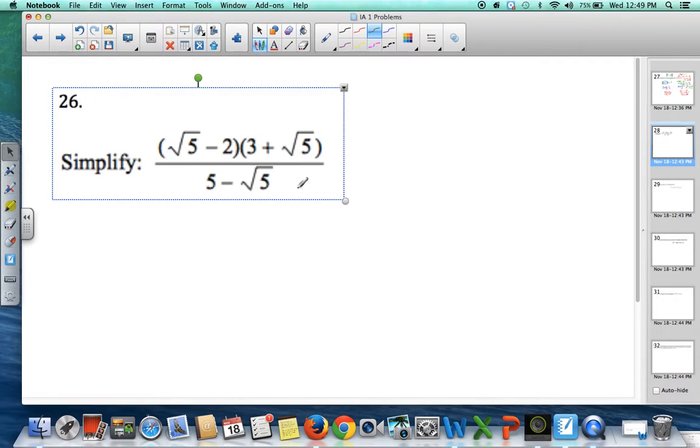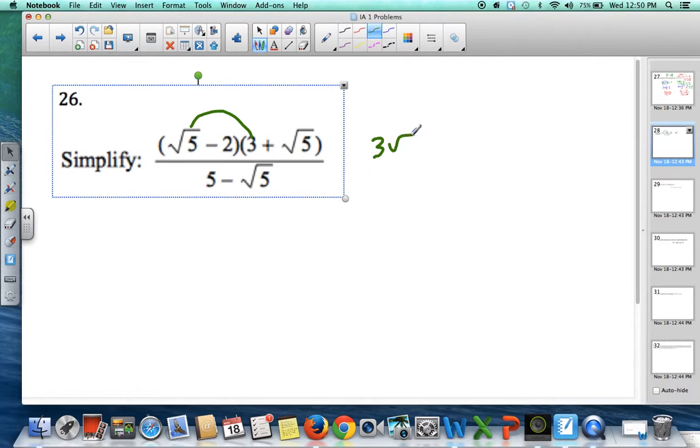Okay, the next problem involves a lot of interesting things here. We got multiple foiling to do, basically. So I'm going to first figure out the top of this thing here. If I take the top, I'm going to say square root of 5 times 3, that's 3 square root of 5. Square root of 5 times square root of 5 is plus 5. Negative 2 times 3 is negative 6. And negative 2 times square root of 5 is minus 2 square root of 5.